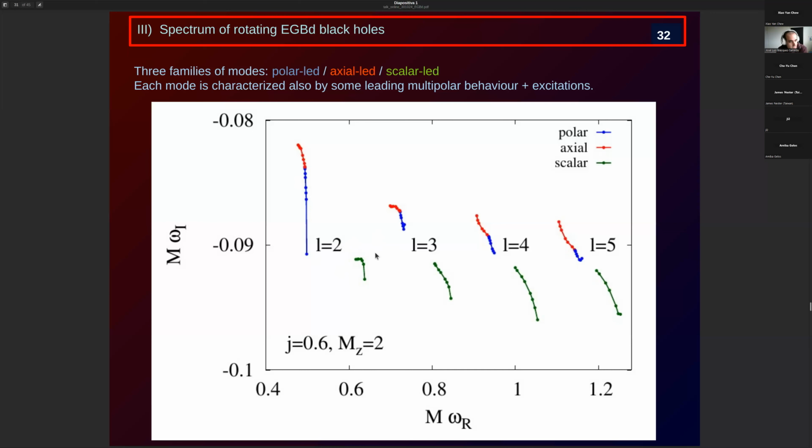But the idea is that in Einstein-Gauss-Bonnet theory you have these three families of modes: the axial and the polar, which we already had in Kerr but were degenerate, and also the scalar modes, the scalar LED modes. Apart from all the multipolar components, you also have an infinite tower of excited modes for axial, polar, and scalar. So that's the general picture we have now in the spectrum.